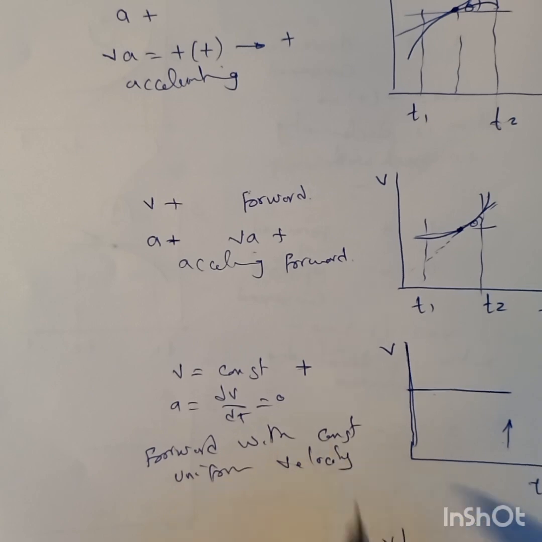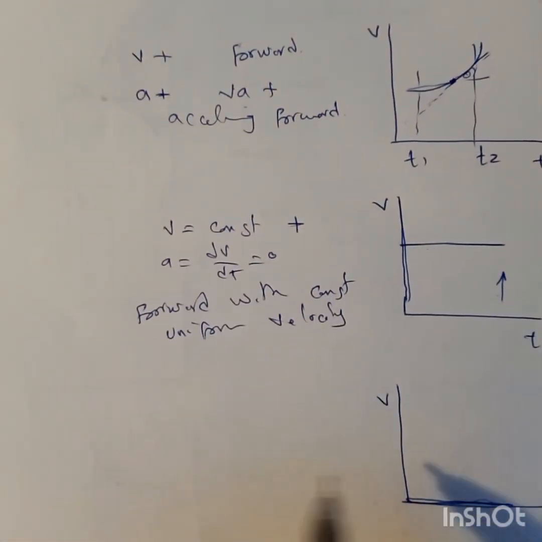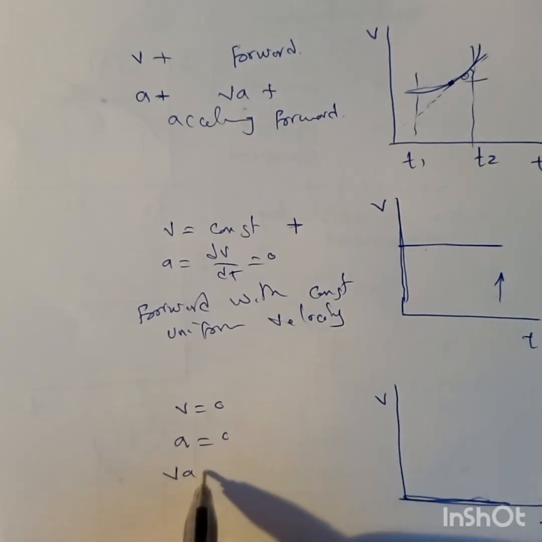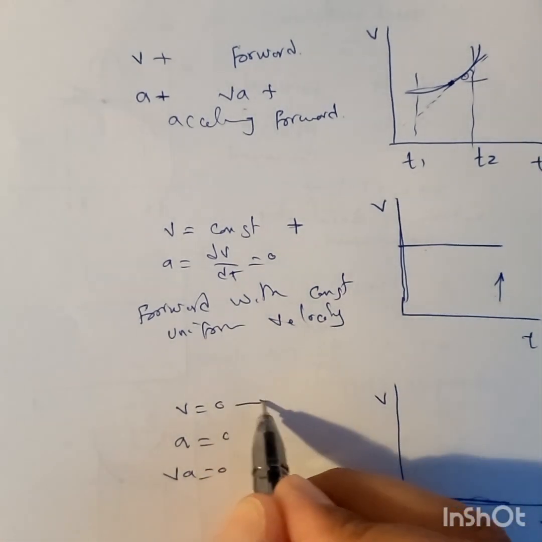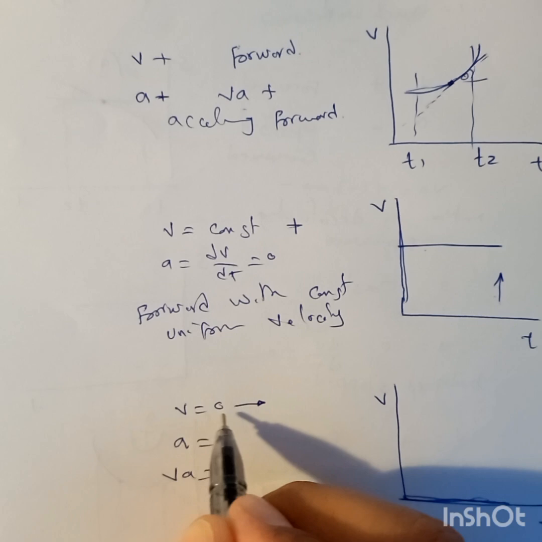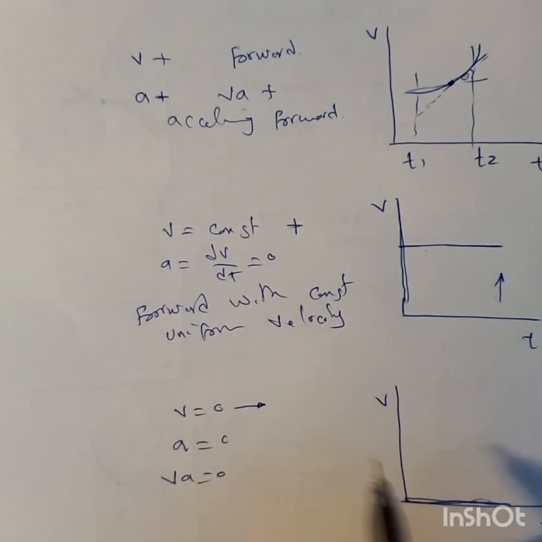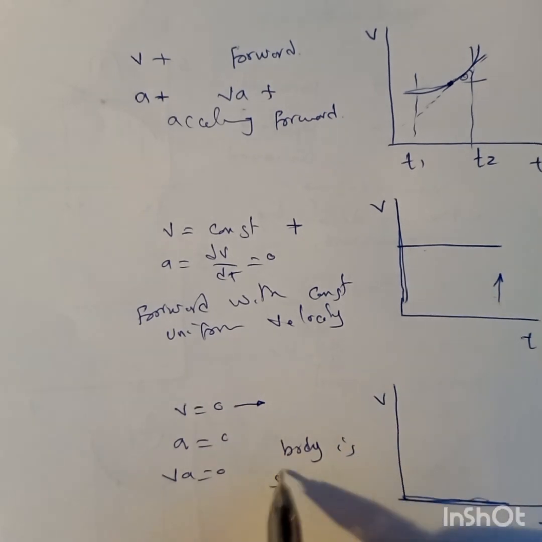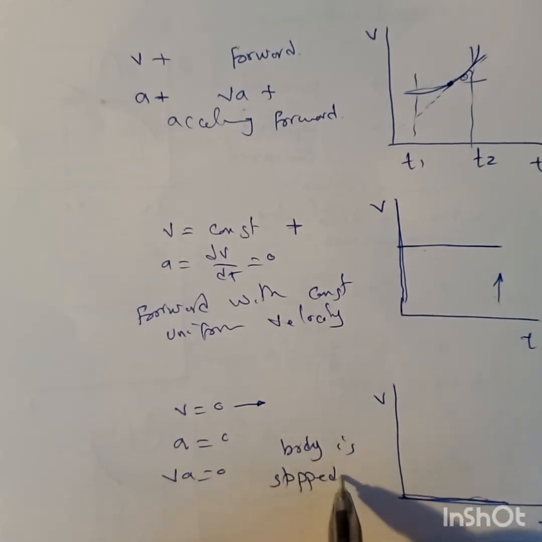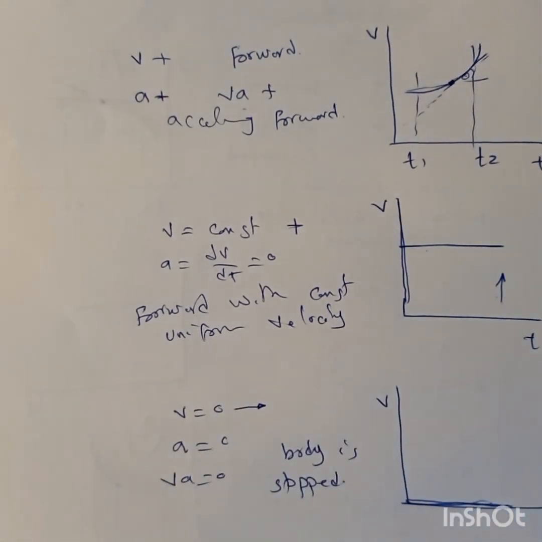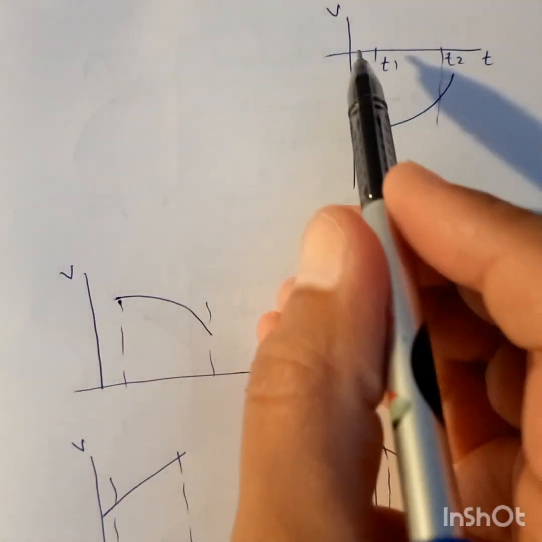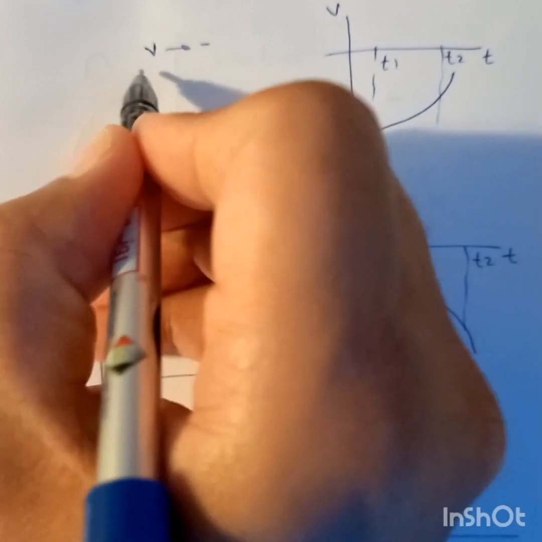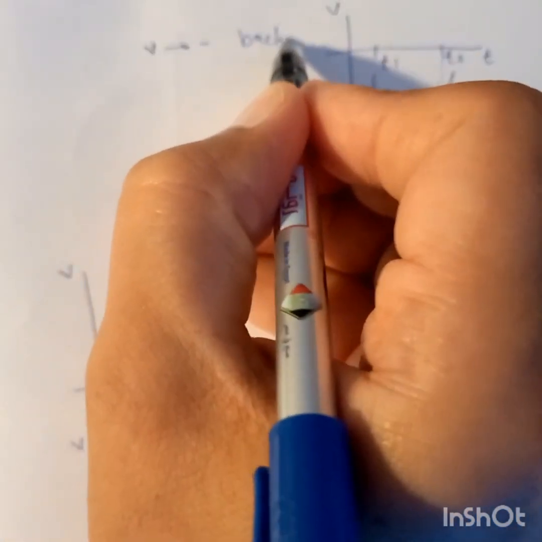Okay, for this curve here we have velocity equals 0, then acceleration equals 0 as well, and va equals 0. From this value v equals 0, we can decide that the body is stopped, or not moving, as velocity equals 0. For this curve, the curve is below the x-axis and velocity is negative. Then we have backwards direction of motion.